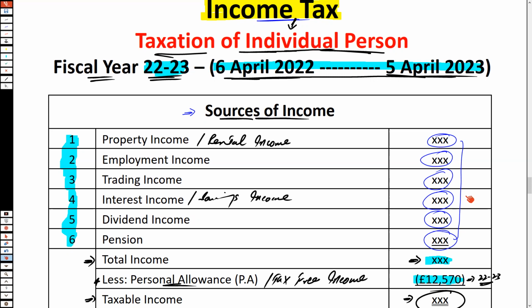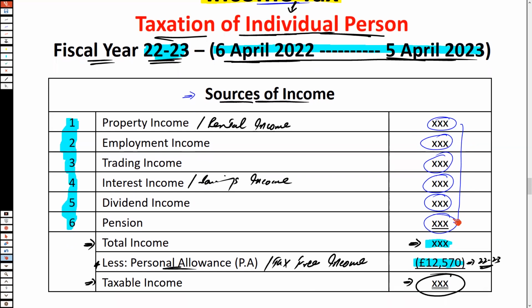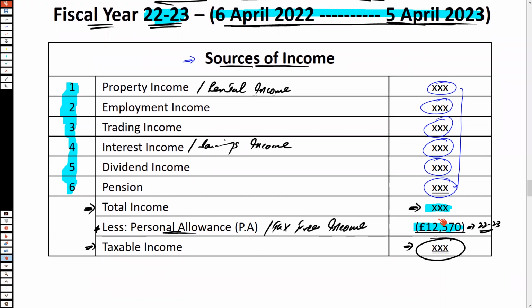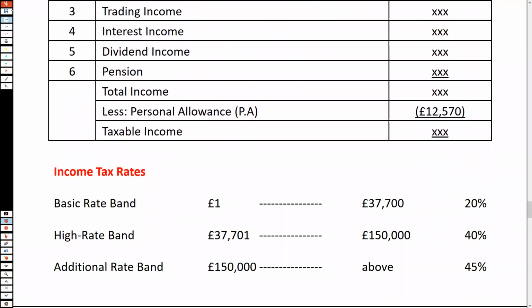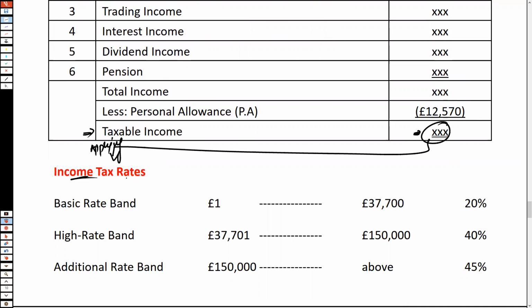What we are required to do is calculate each source of income separately and place that amount in the income sheet. Then from the total income, deduct the personal allowance, and after deducting it, taxable income is calculated. Furthermore, on this taxable income, we shall be applying the income tax rates. I repeat, on the taxable income, we are required to apply the tax rate to get the final amount, that is the income tax liability.